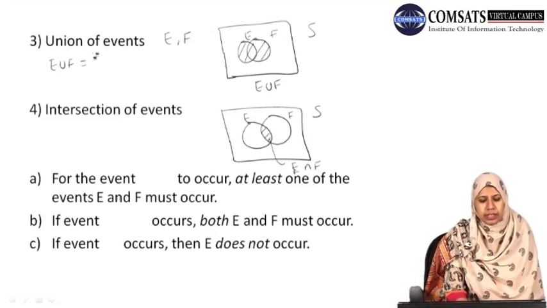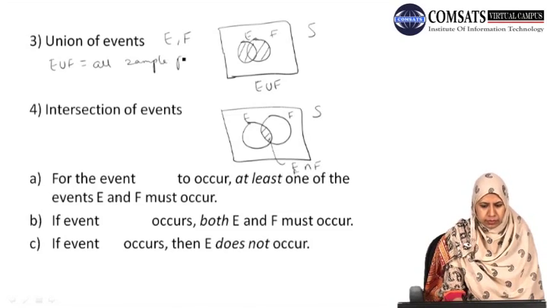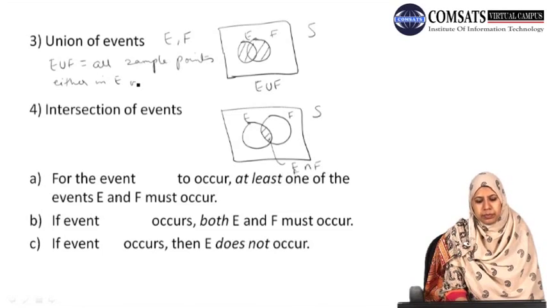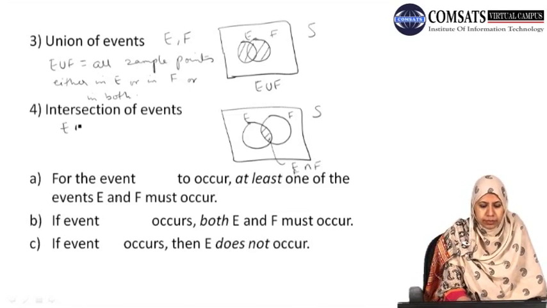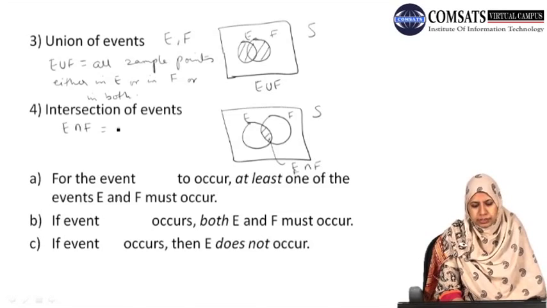And in the case of union, we say that the union of two events contains all sample points which are either in E or in F or in both. It is just the normal definition of the union of two sets. And the intersection of two events is the collection of all those sample points which are common to both.